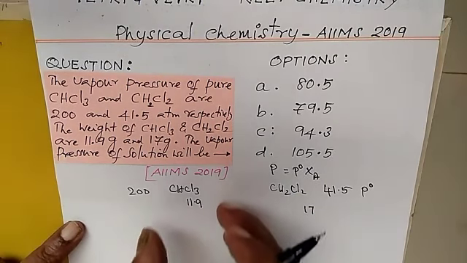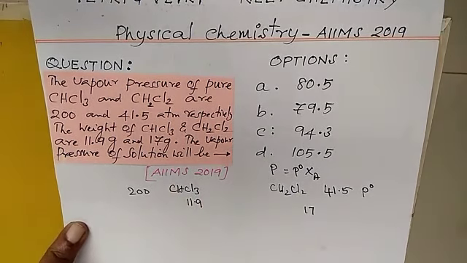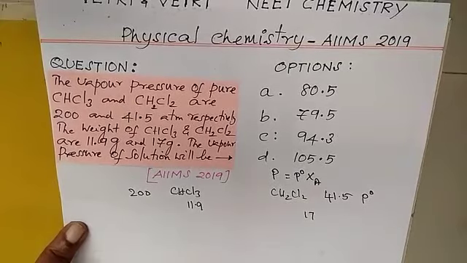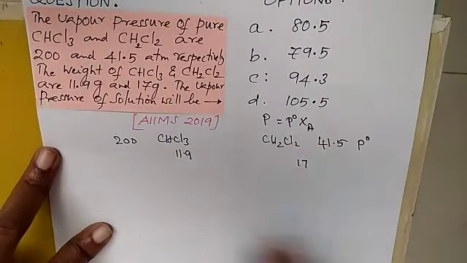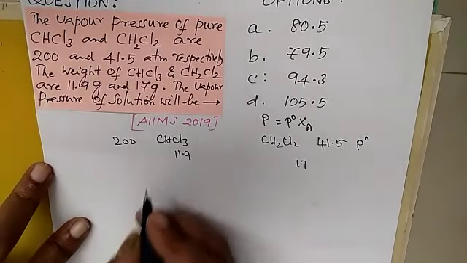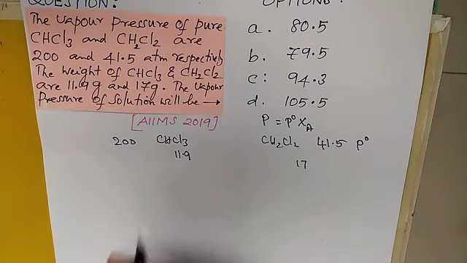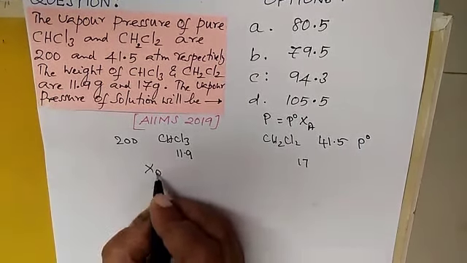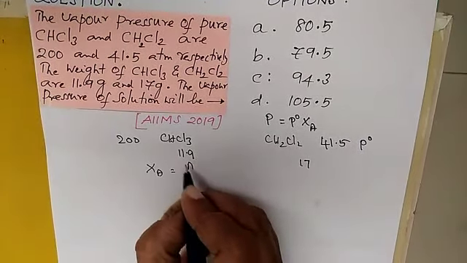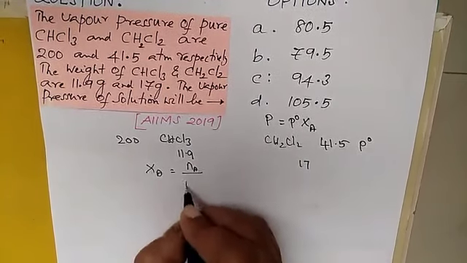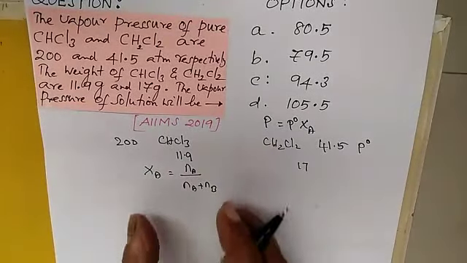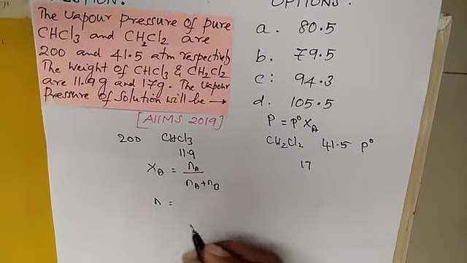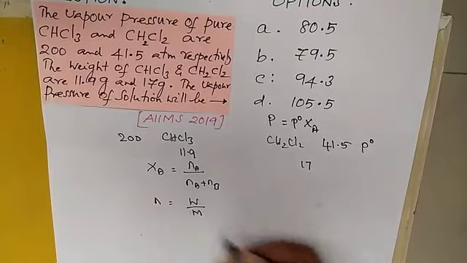Now our work is to find the mole fraction of this and the mole fraction of this. Let us see first: what is the mole fraction formula? Mole fraction is the individual number of moles divided by the total number of moles. Now let us see the first one. The number of moles is equal to the given weight divided by the molar mass.